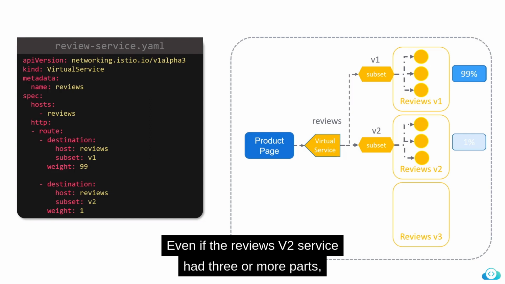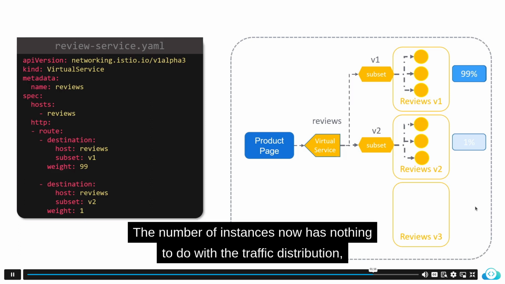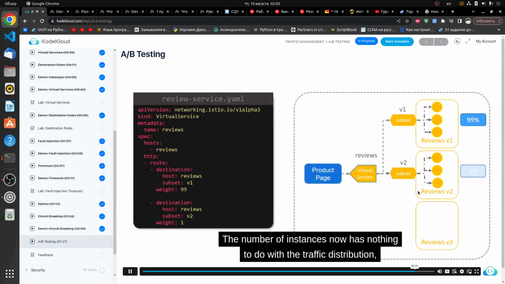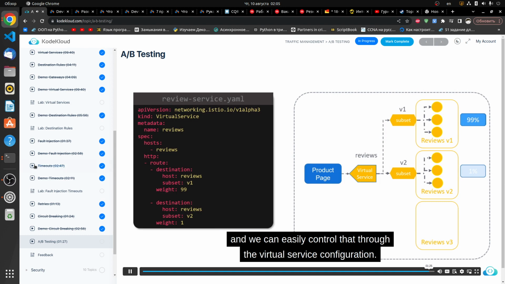Even if the reviews V2 service had 3 or more pods, the traffic distribution will still be 99% to V1 and 1% to V2. The number of instances now has nothing to do with the traffic distribution, and we can easily control that through the virtual service configuration.